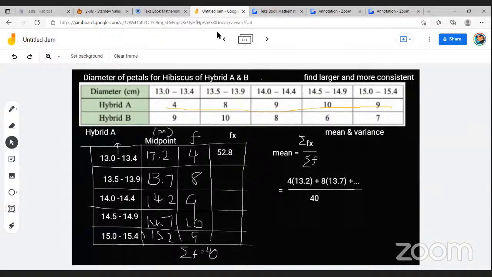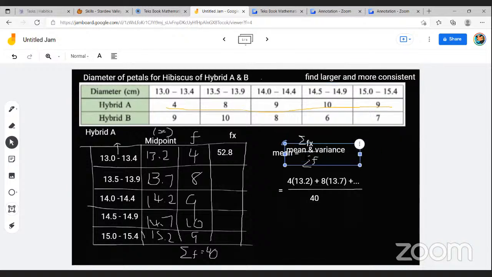Okay. So let's say that as you find larger and more consistent means for a test, as in an experiment, which one? If let's say you calculate the mean and variance of both already, which hybrid would usually have the larger petals? If let's say you have the mean of hybrid A and the mean of hybrid B. Hybrid A will have the larger ones.